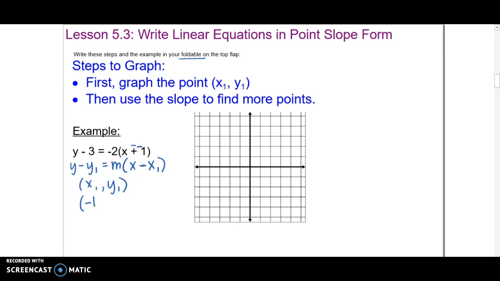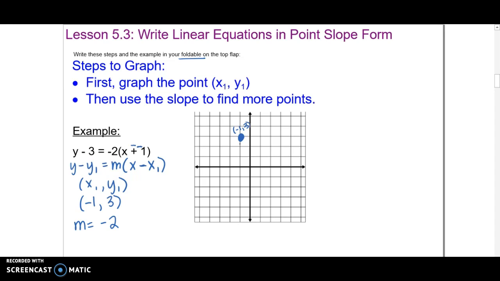So x1 is negative 1. And then our y sub 1, if we look right above, that is 3. And then our slope here is negative 2. So those are the two things that we can get from this equation. The steps to graph say first graph the point. So I'm going to graph our point negative 1, 3. That means I go left 1, up 3. And I'll label that negative 1, 3 so I don't forget.